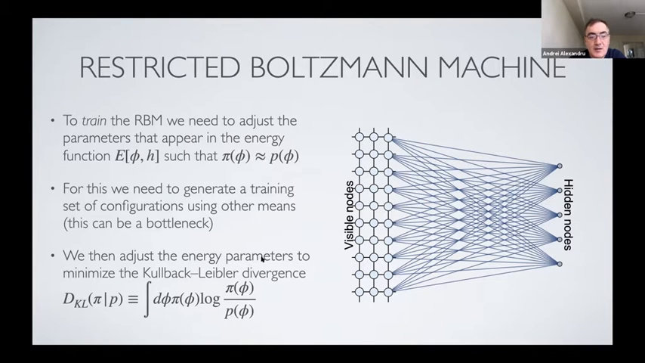Now, the training is done by evaluating the so-called Kullback-Leibler divergence. I'm sure you've heard this several times this week. And the idea would be to adjust the parameters of the energy function of the network in such a way that this divergence is minimized. And I'll discuss a bit more detail once I spell out what the specific form of the energy function is.